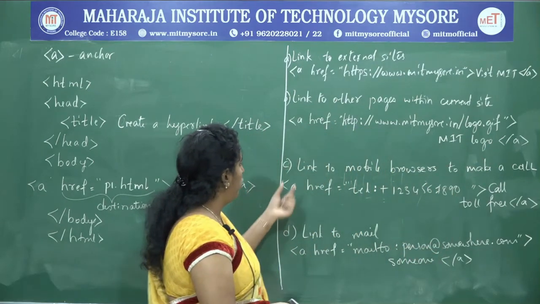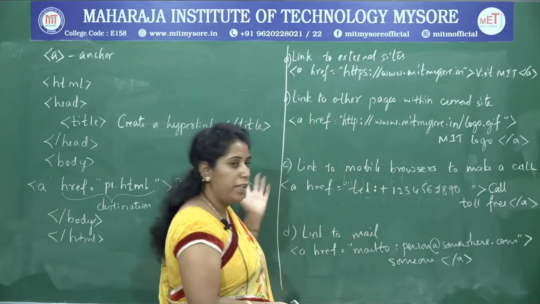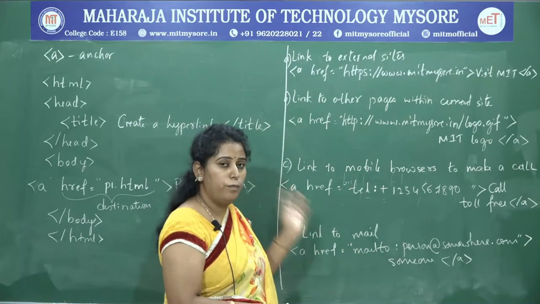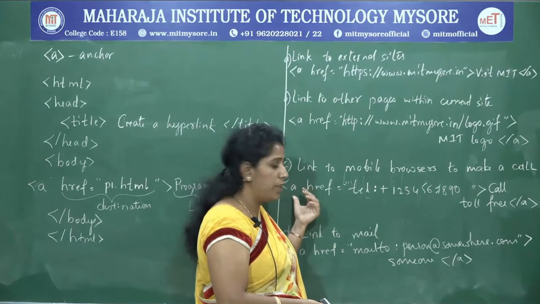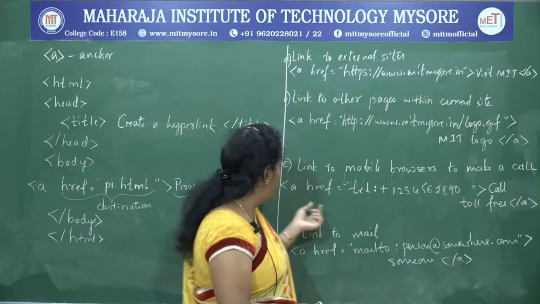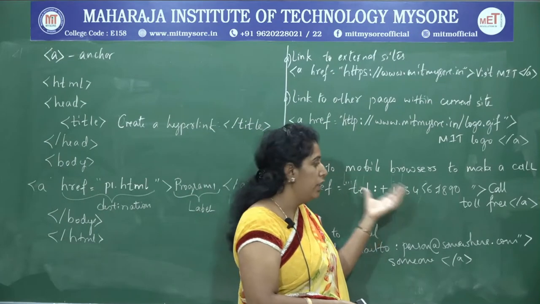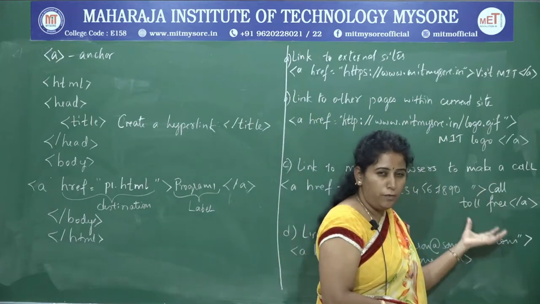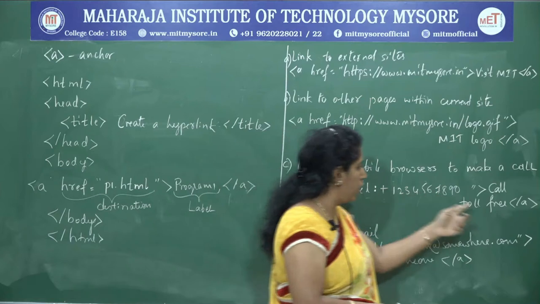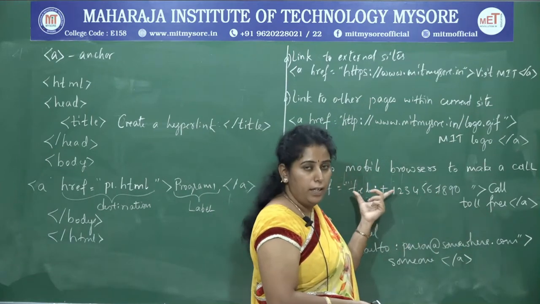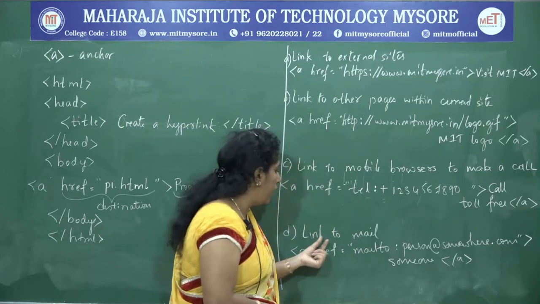So the third one is about link to mobile browsers to make a call. Yes. See, by making use of the A tag, there are many applications. We can make use of this tag to call. How? In hypertext reference, I am going to provide a telephone number. The label I am giving, call toll free, something like that. Finally, close the tag. So once I click on this, the call will be made for this particular number. Okay. So next is link to mail.